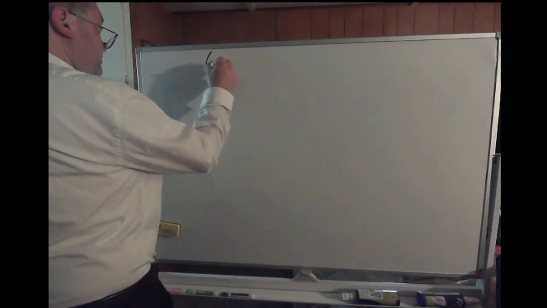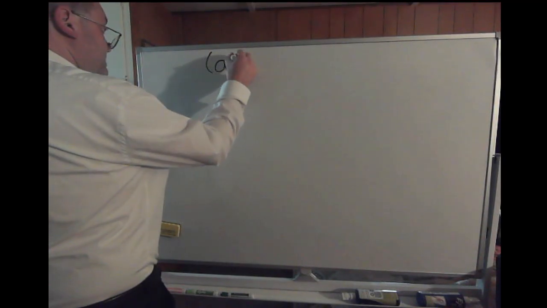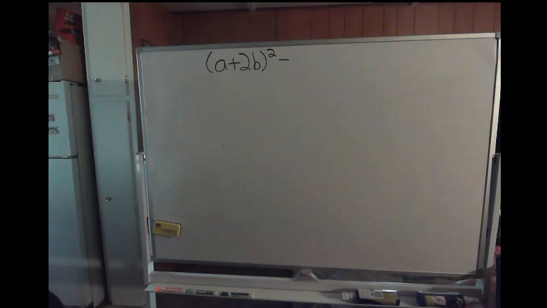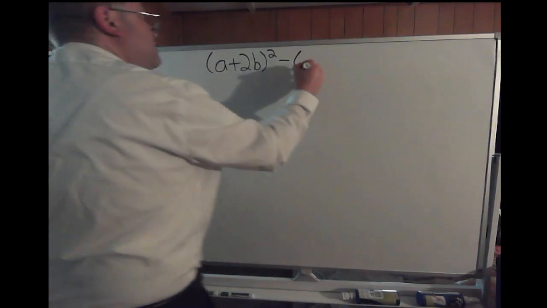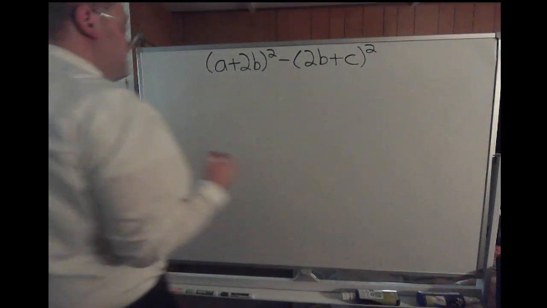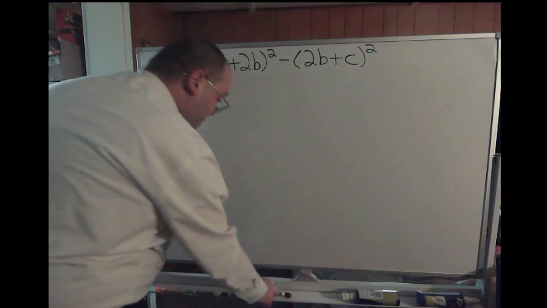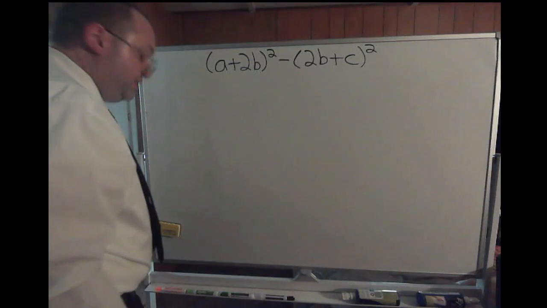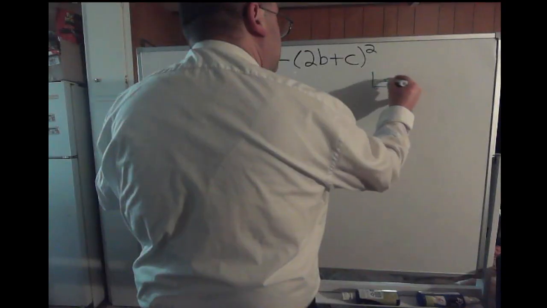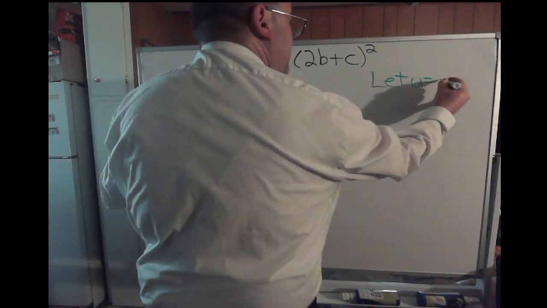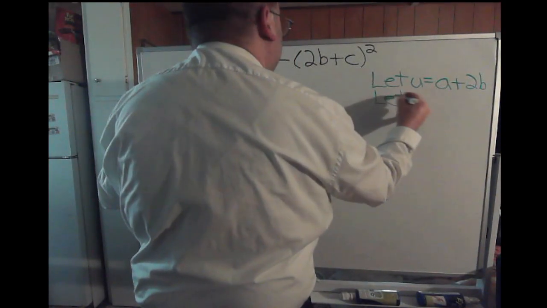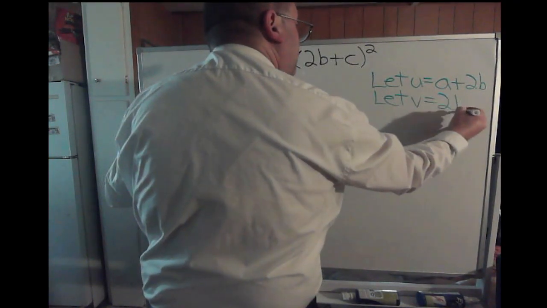Let's see, what about if we had (a + 2b) squared minus (2b + c) squared? Well, what you're going to want to do is a couple of substitutions. I would let u equal a plus 2b, then I would let v equal 2b plus c.